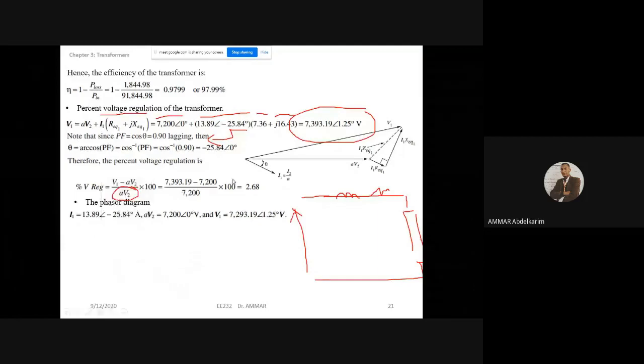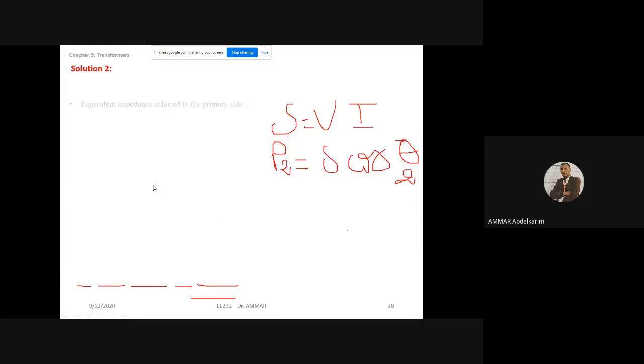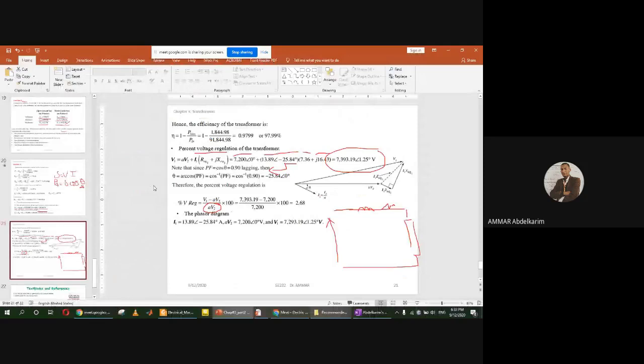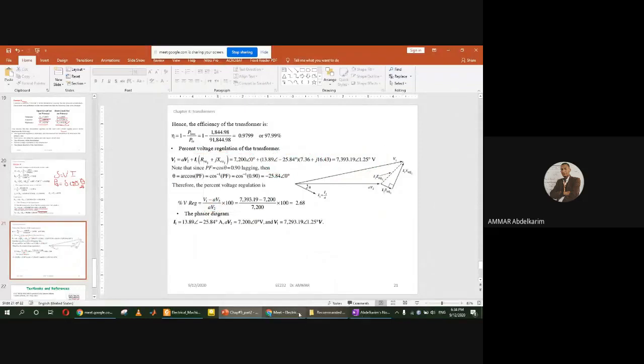Since it's a lagging power factor, we have seen the phasor diagram of the lagging power factor, how it can be drawn. This is concerning the voltage regulation, and this is the last thing in this part before passing to the next part. Any question concerning this exercise?